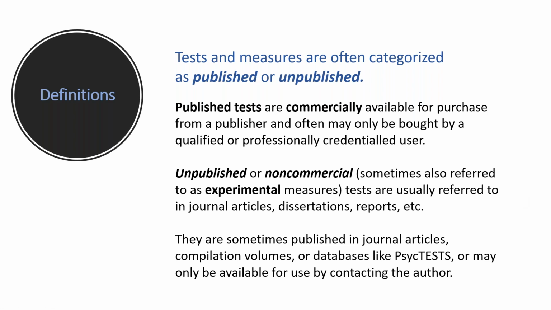Okay, so tested measures are often categorized either as published or unpublished. So published tests generally are commercially available for purchase from a publisher, right? So they're often only bought or can only be bought by qualified or professionally credentialed users. Unpublished or non-commercial, sometimes also referred to as experimental measures or tests, are usually referred to in journal articles, dissertations, reports, etc. They're sometimes published in journal articles or compilation volumes, or they can sometimes be available in databases like CiteTests, but oftentimes they're only available for use by contacting the author. And we'll talk about that in a little more detail in just a moment.